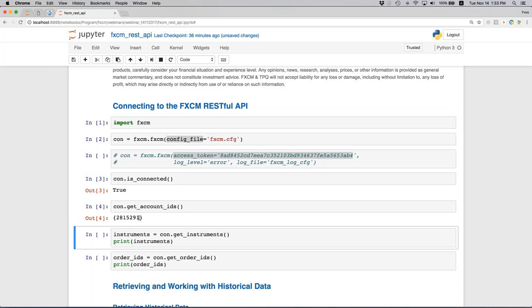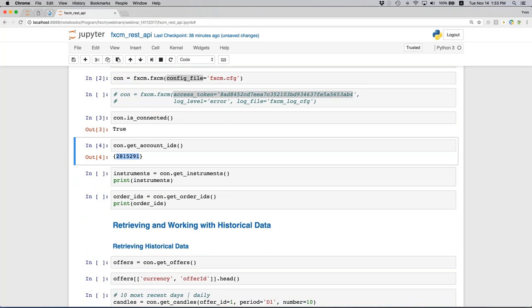My account just has one single account ID, and when I'm speaking here of my account, this is the demo account. So everything that I'm going to do is unfortunately based on paper money, so no real money involved for what I'm going to do.